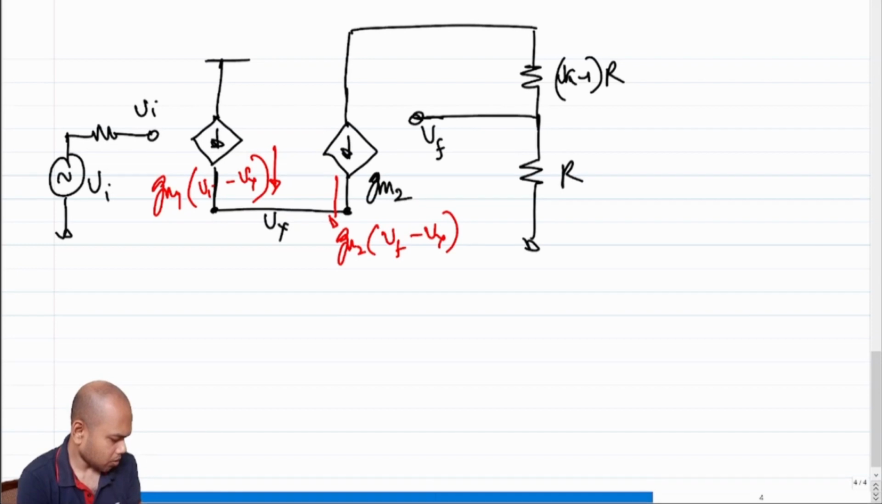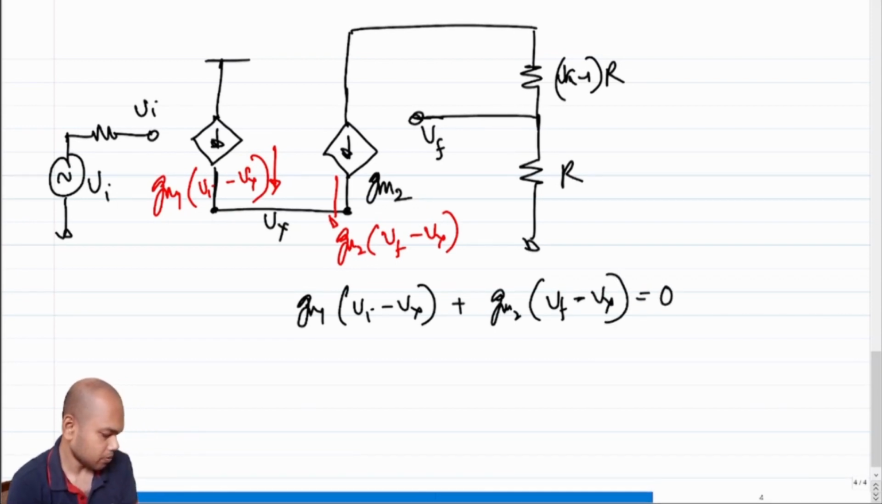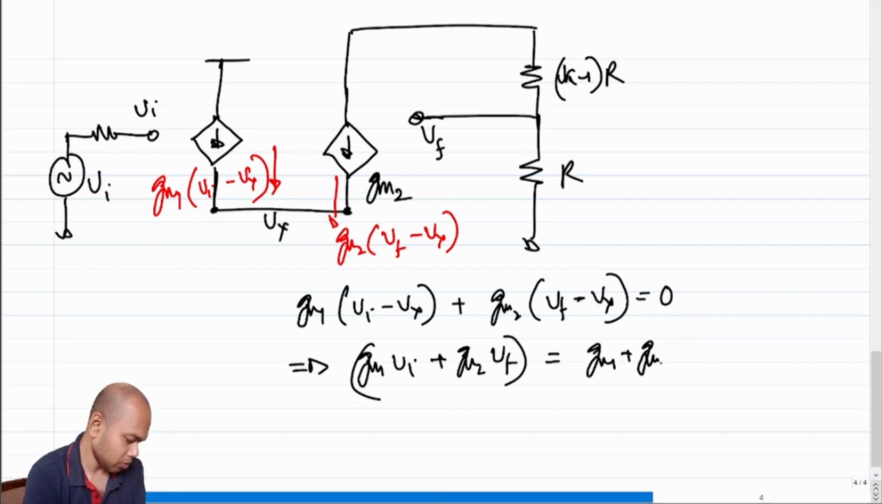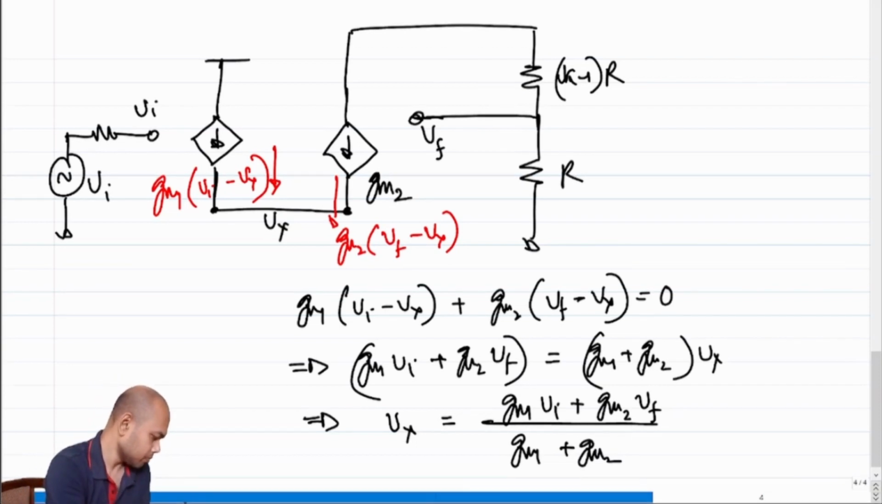Okay. So if I solve for KCL at VX, what should I get? Solving for KCL at VX, I should get GM1 times (VI minus VX) plus GM2 times (VF minus VX) is equal to 0, right? So what is VX? GM1 VI plus GM2 VF becomes (GM1 plus GM2) times VX. So VX becomes (GM1 VI plus GM2 VF) by (GM1 plus GM2), right?